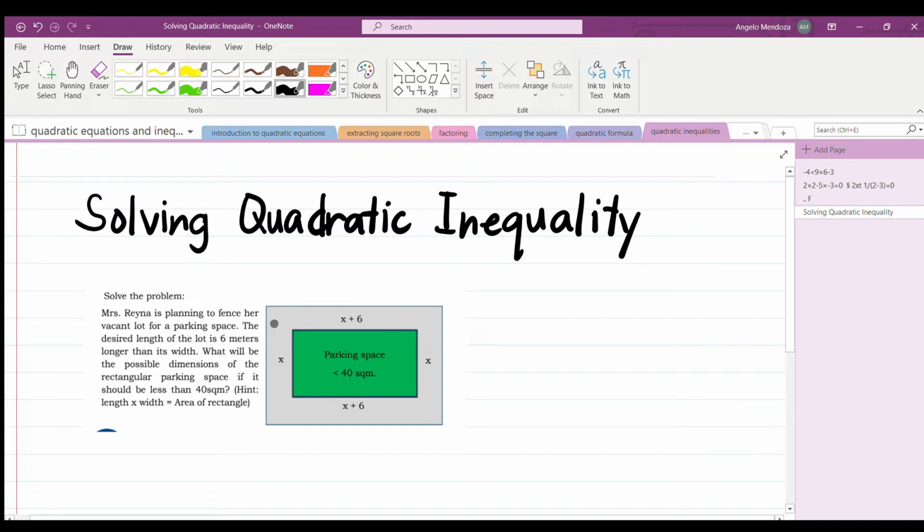We have here the illustration showing the dimensions of the desired lot. Here you have the length and the width. x is represented by the width, and our length is x plus 6, since the length of the lot is 6 meters longer than its width. And the parking space is less than 40 square meters.